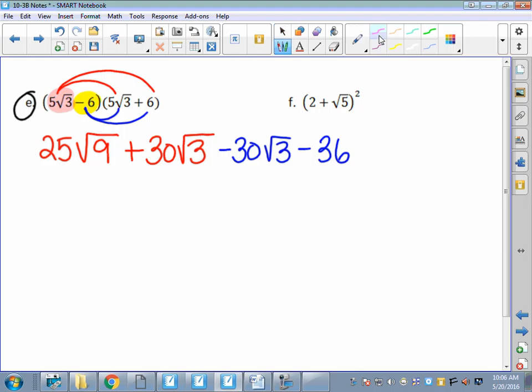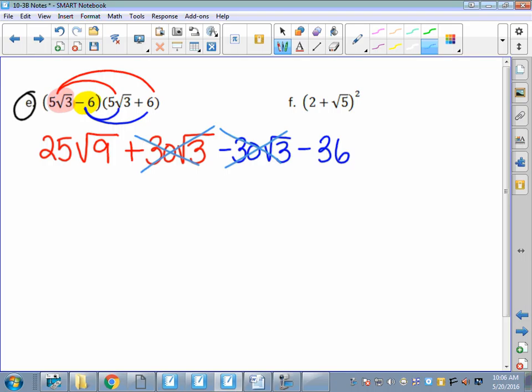What do you see as far as combining, simplifying, like terms, anything? I'd be willing to bet that a lot of people notice those two middle terms. What do you see about the signs on our 30 square roots of 3? One's positive, right? 30 square roots of 3 minus 30 square roots of 3. What happens to those two? Those square roots of 3 go away completely.